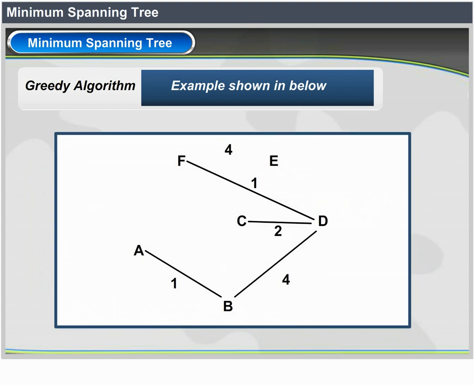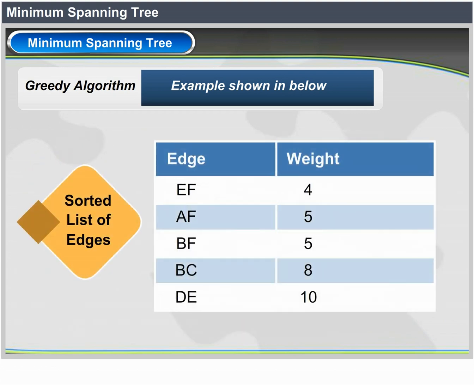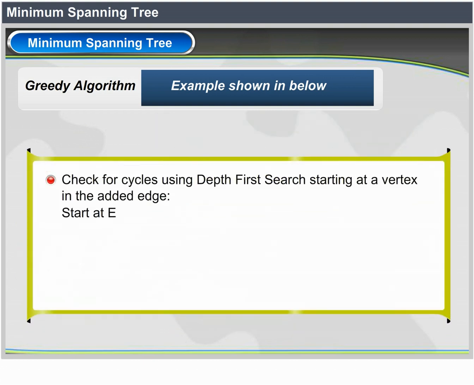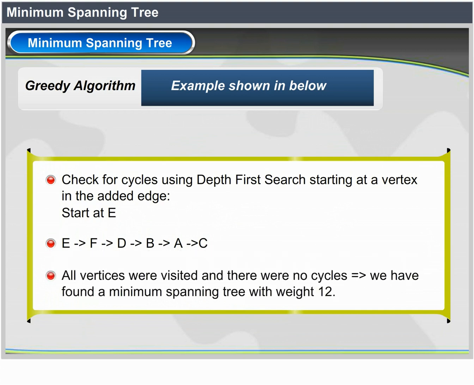The sorted list of edges is shown in this table. Check for cycles using depth first search, starting at a vertex in the added edge. Start at E. The vertex E visits F, F visits D, D visits B, B visits A, and A visits C. All vertices are visited and there were no cycles. We have found a minimum spanning tree with weight 12.